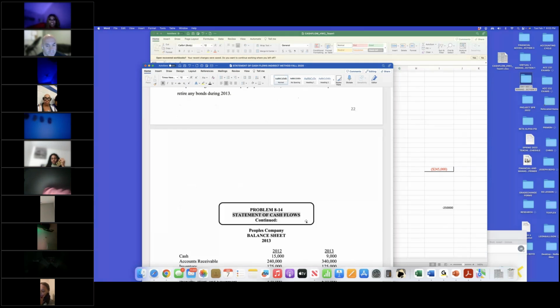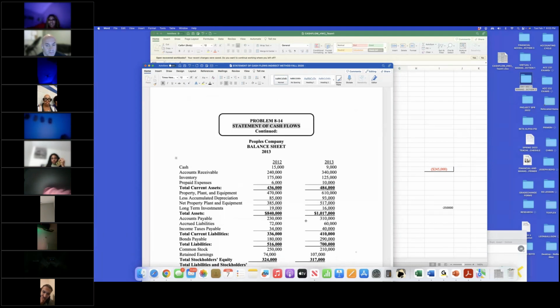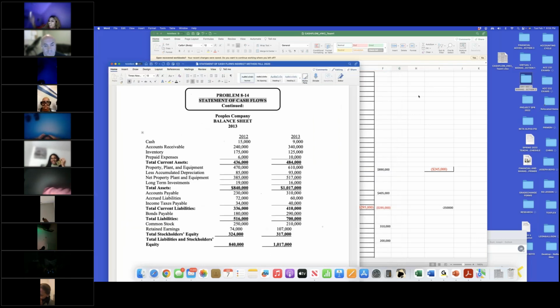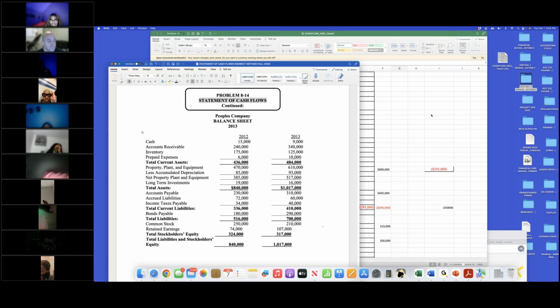And then we go to the balance sheet. It has a number of other things in here. Okay. So, is everybody able to see this now?